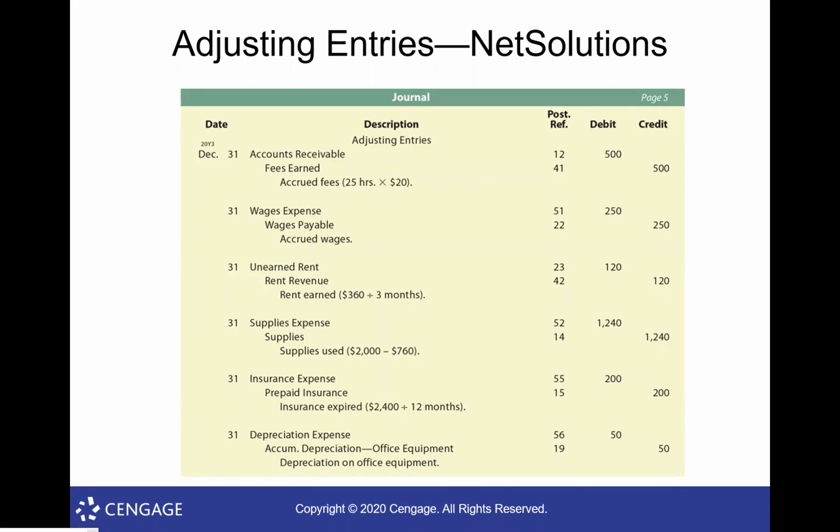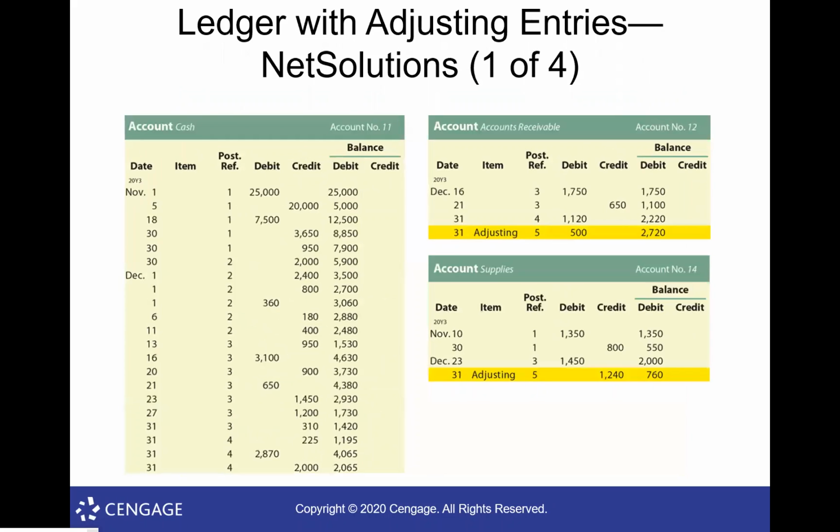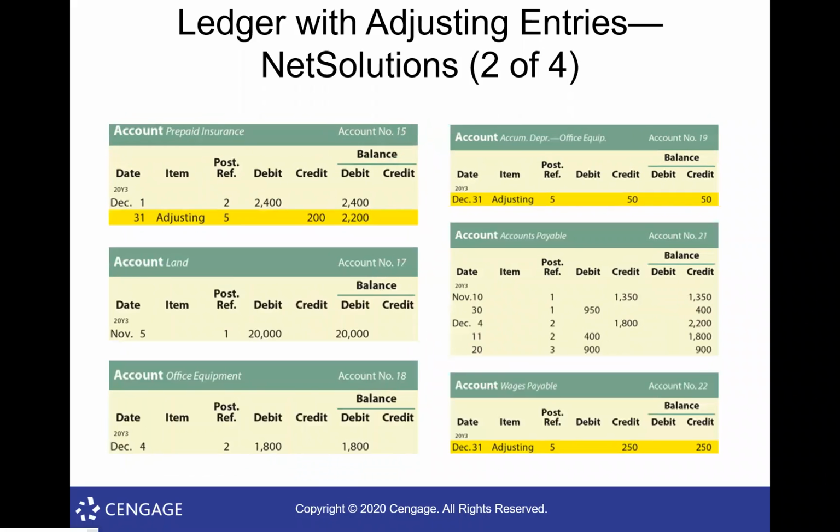You'll see they all have the date of the last day of the month, because adjusting entries are always made on the last day of the month. Here's the ledger, so you'll see the new balances of each of those accounts. You'll see cash didn't change because there's never cash in adjusting entries. But accounts receivable changed. And you'll actually see them labeled as adjusting entries when you see people's books. There's the other accounts that were changed.